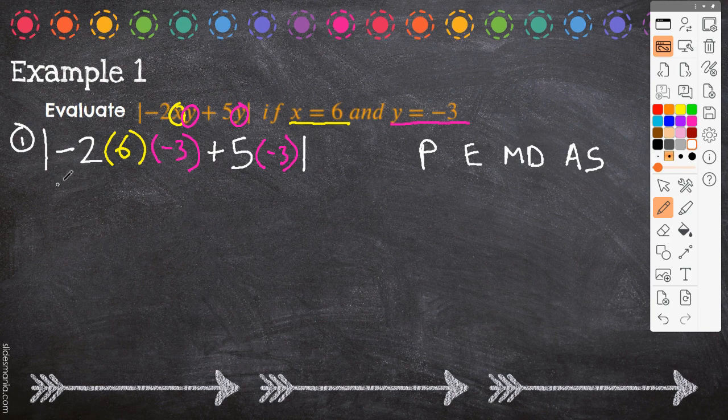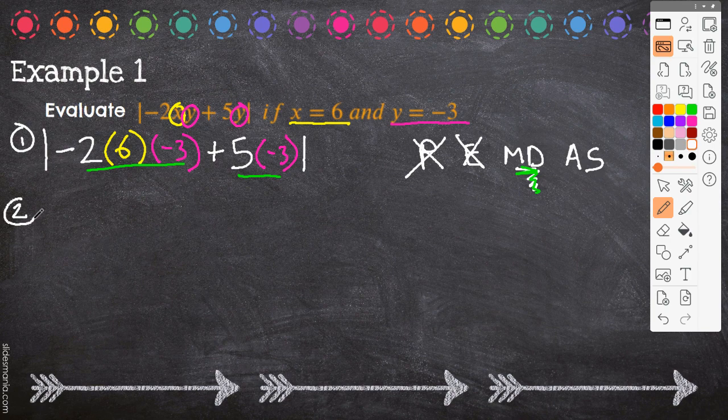But technically, absolute value lines count as the P step. They are parentheses. They are a grouping. But because there is nothing outside of the absolute value, I am not going to worry about this step in particular. I don't see any exponents, but there is multiplication and division. So let's pick a color. Let's do green. All right, so we've got all of this together and all of this together.